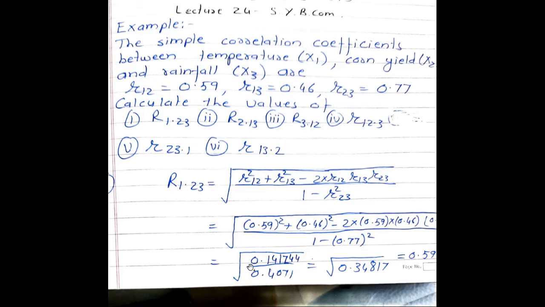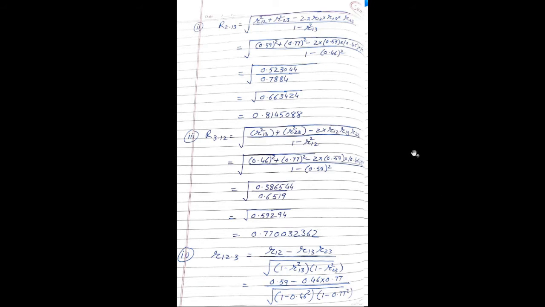0.141744 divided by 0.4071. So perform the division, which is equal to square root of 0.34817. So the answer is 0.59. Next part of the problem, capital R 2.13.